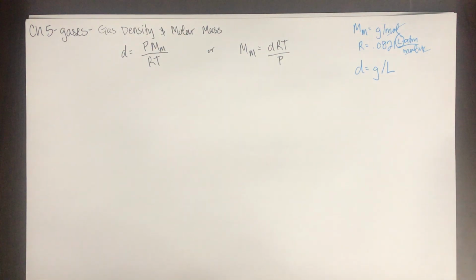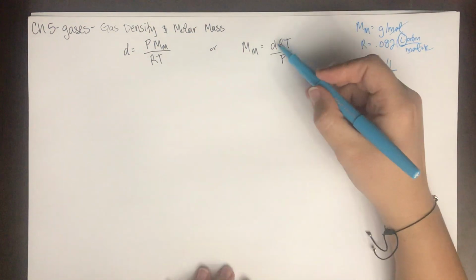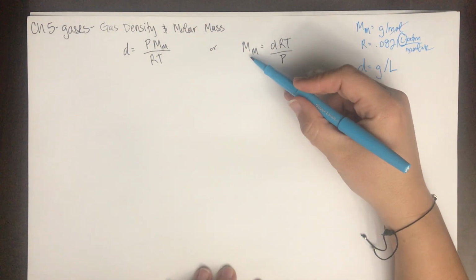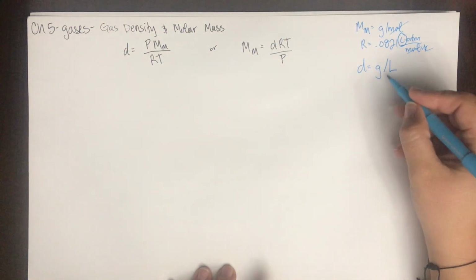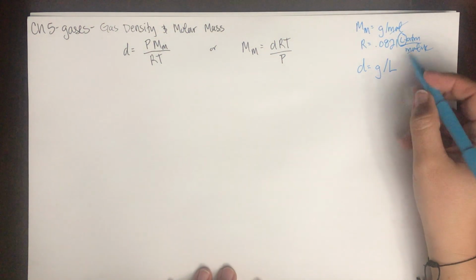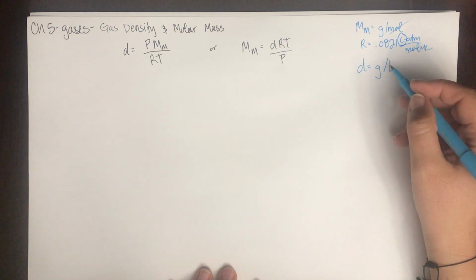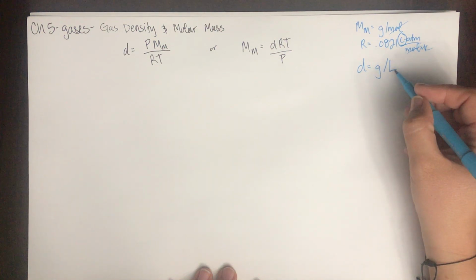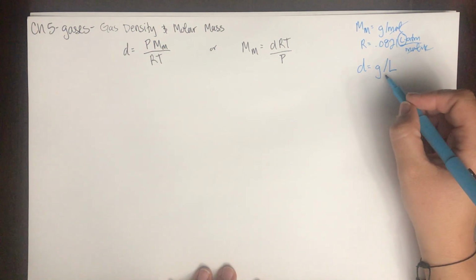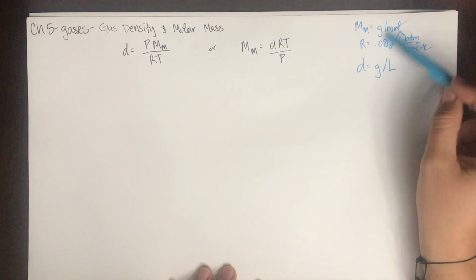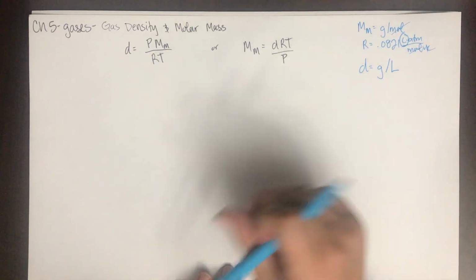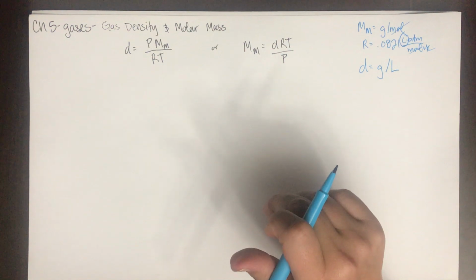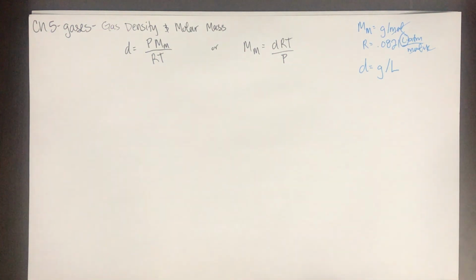So one thing to pay attention to is that if you are given a density and you're solving for molar mass and this density is in grams per milliliter or it's in kilograms per liter or anything other than grams per liter, you need to convert it to grams per liter for all of your units to cancel when you're using this equation. So let's look at an example.